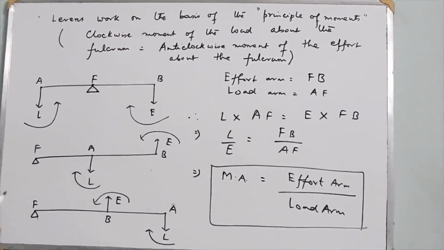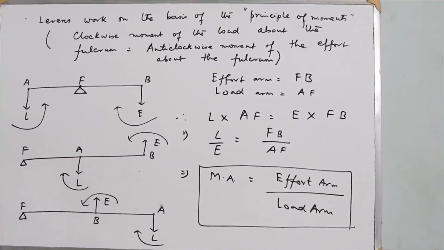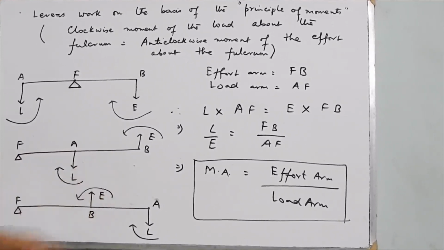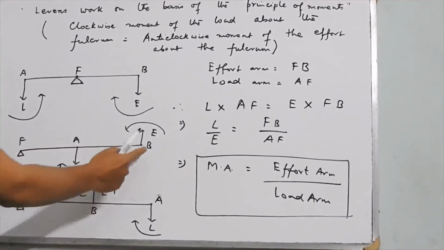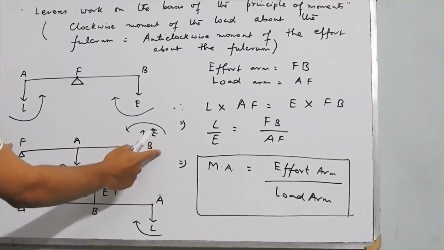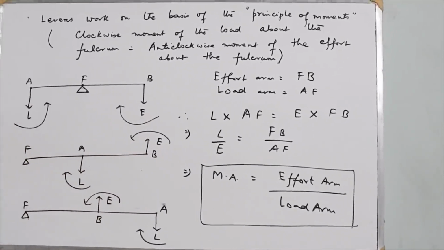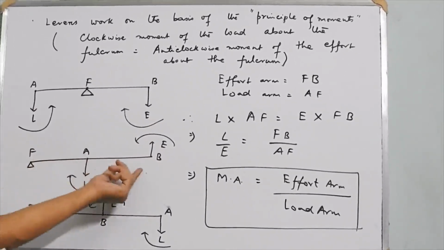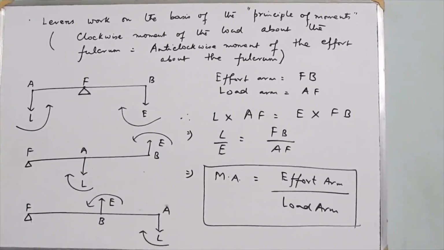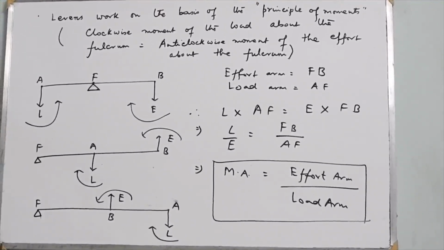However, in the case of class 2 levers, as per the position of the load, effort and fulcrum, it is obvious that the effort arm is definitely larger than the load arm. The effort arm, that is FB, is definitely greater than AF, that is the load arm. So the effort arm being greater than the load arm means that class 2 levers are always used as force multipliers. That means by applying a lesser effort we can lift a large load.